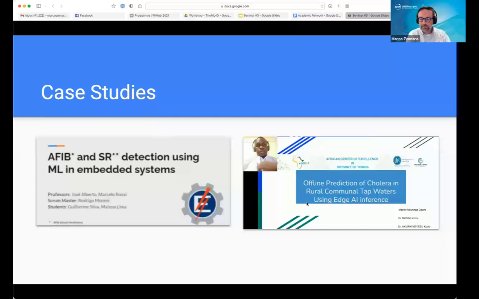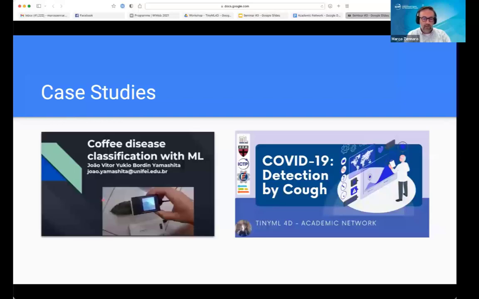I think all 4 case studies are incredibly inspirational. So it's great to see what these students have come up with using TinyML. So I'm sure that we'll have many more once you get the devices and once we get started with the real activities with the devices. The other 2 case studies that we will post on Discord are the coffee disease classification with machine learning and the COVID-19 cough detection, again using TinyML, and they both come from Brazil.